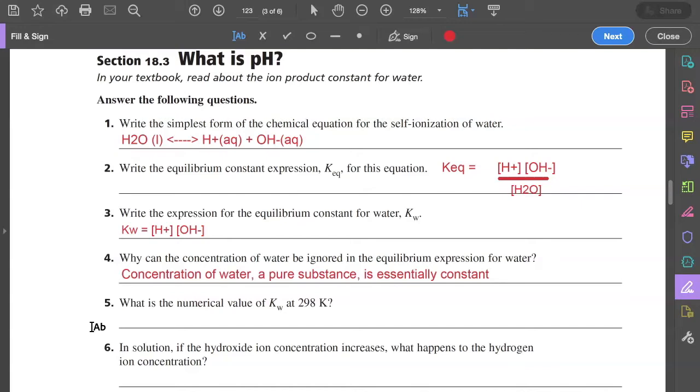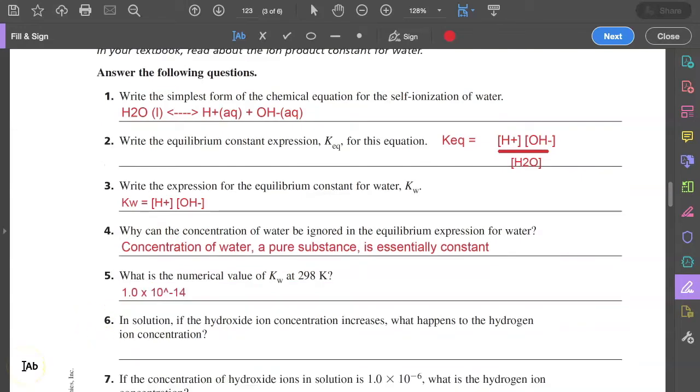All right. What is the numerical value of Kw at 298 Kelvin? Kw at 298 equals 1.0 times 10 to the negative 14th power. We said that for both hydrogen ion and hydroxide ion in pure water, those concentration values are 1 times 10 to the negative 7th, and you combine the two to get 1 times 10 to the negative 14th. But we also said that in any solution, acid or base, the product of the hydrogen ion concentration and hydroxide ion concentration is always going to be 1 times 10 to the negative 14th. So that's something important to remember.